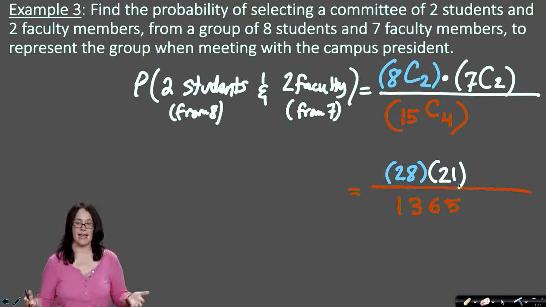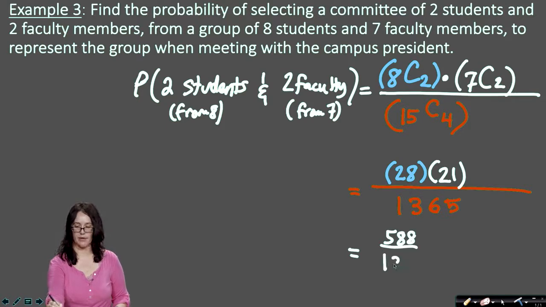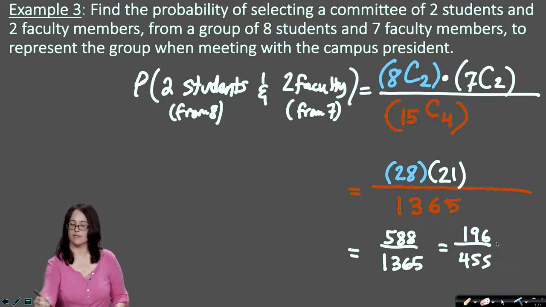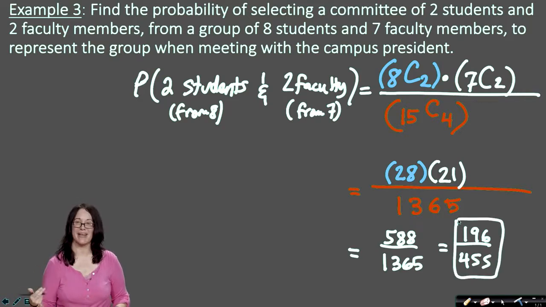If you multiply that out or reduce first, either way is fine by me, you end up getting a numerator of 588 over this denominator. But when you reduce, you'll get 196 divided by 455. But what makes most sense to humans is the percentage, right? How likely is this to happen? We usually think percentages. It'll be roughly in your calculator 0.43 and change, so roughly 43%.